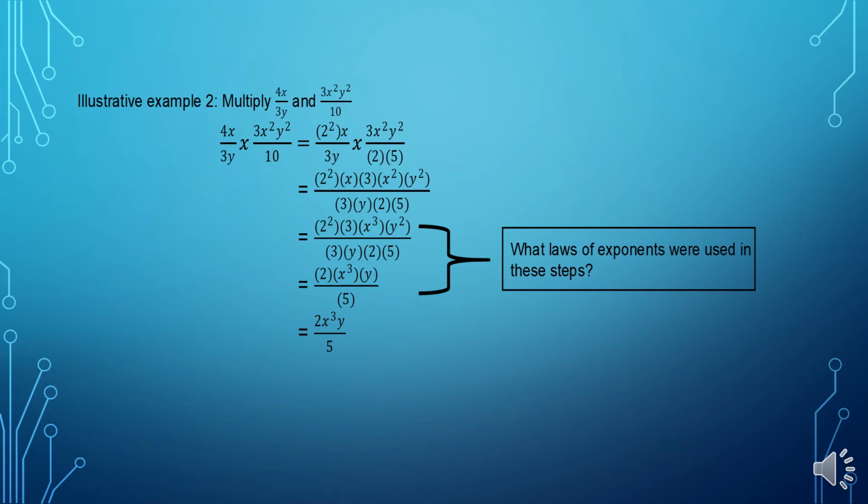And then 3 will be cancelled too. And then the y, since we don't have x in the denominator, x cubed will remain. And then this y squared, it becomes just y, because we also have y in the denominator. So what will happen? It becomes 2 times x cubed times y over 5. So in its simplest form, the final answer will be 2x cubed y over 5.